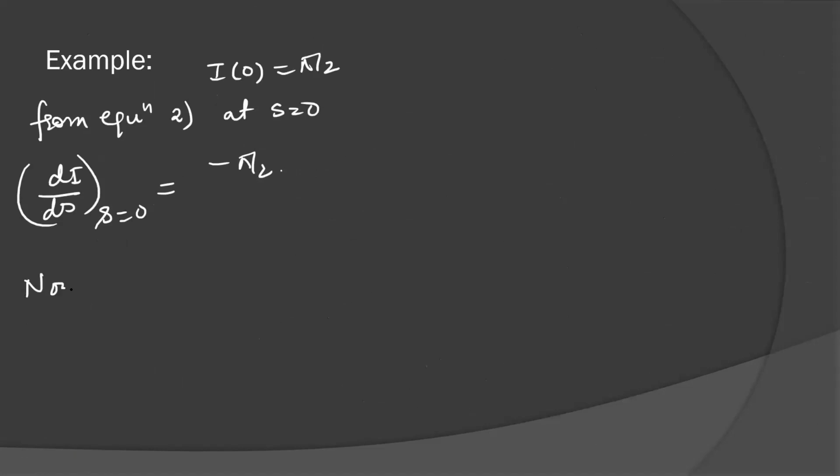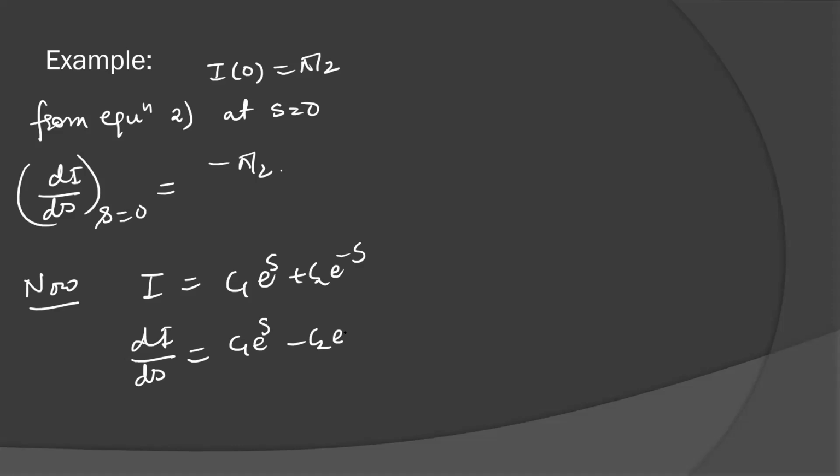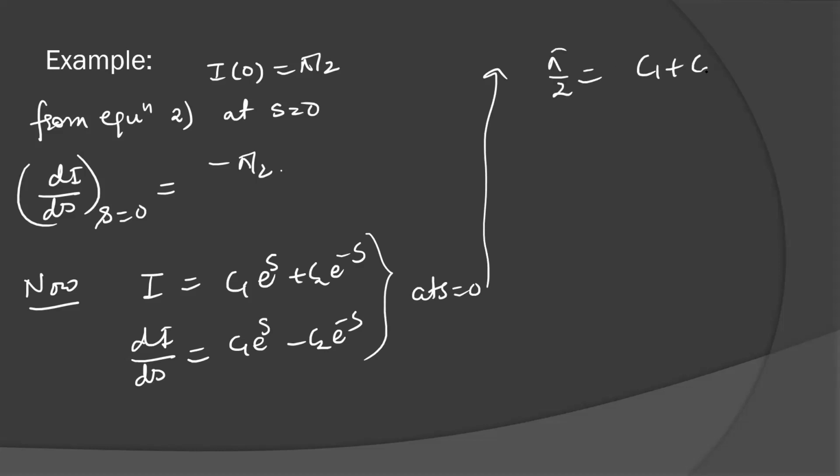Now we have I equal to c1 e to the power s plus c2 e to the power minus s, and dI/ds is c1 e to the power s minus c2 e to the power minus s. So at s equal to 0, I0 is equal to pi by 2, it is c1 plus c2. And dI/ds is minus pi by 2, which is equal to c1 minus c2.